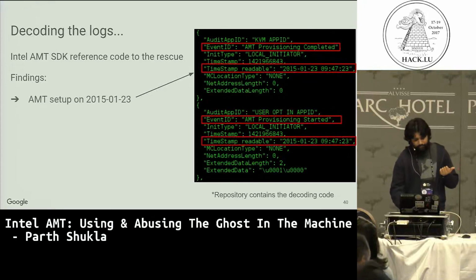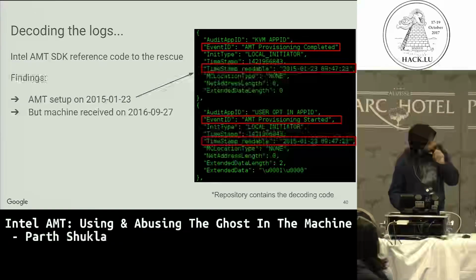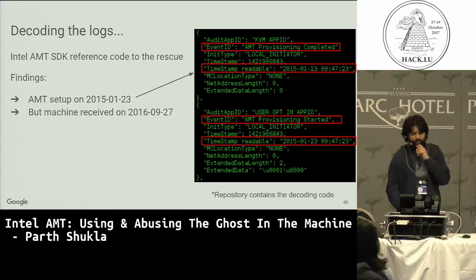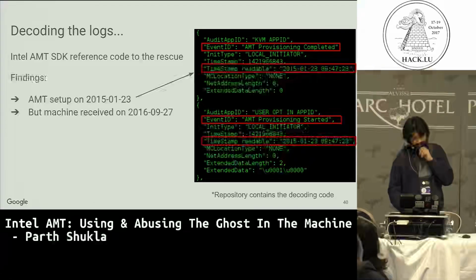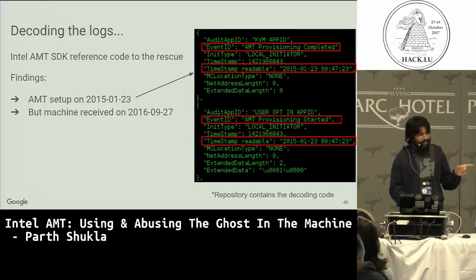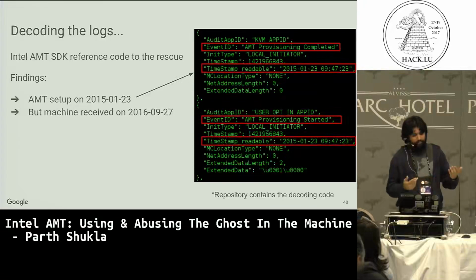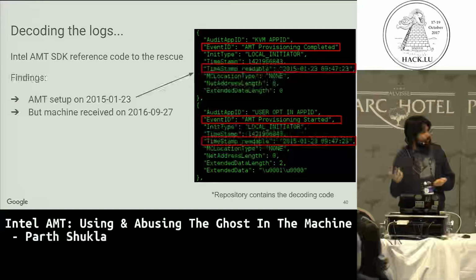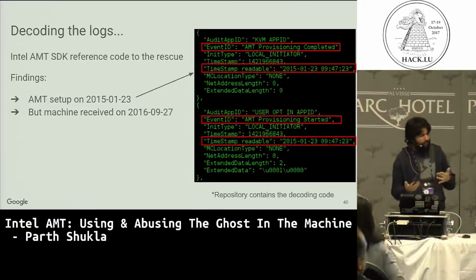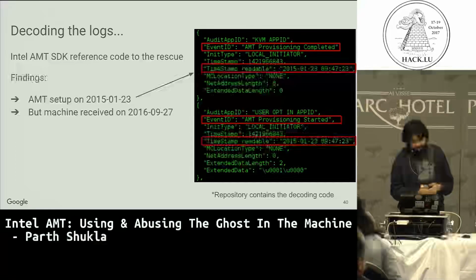What my findings were. AMT was provisioned on the 23rd of January, 2015, but Google received the machine on the 27th of September, 2016. So is it a factory mistake, shipment interception? But the rest of the audit log, there were about 80 plus entries documenting every time someone touches the network interface. They looked okay, like the IPs matched the network logs that we saw outside. Nothing else was suspicious here. This is just the oddity I saw.